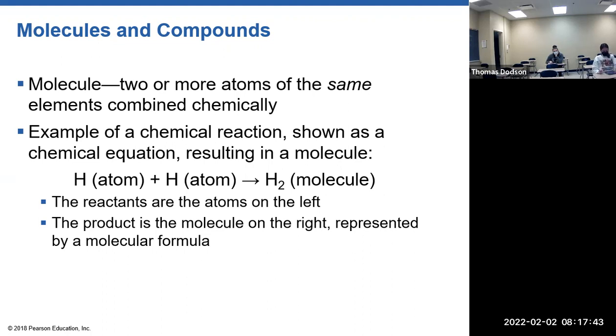So when you're looking at this right here, the left side of this arrow are the reactants, those things that react with one another. On the right side is going to be your product. In biology, although sometimes we'll use slightly different terms, I'm going to go ahead and add them here. This is more of a chemistry terminology.